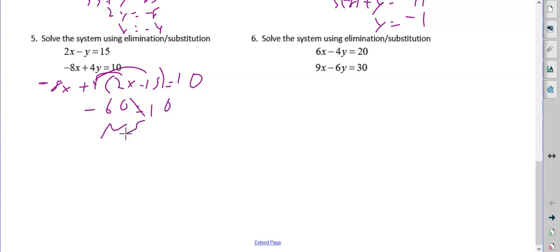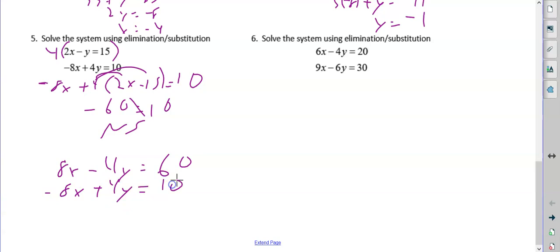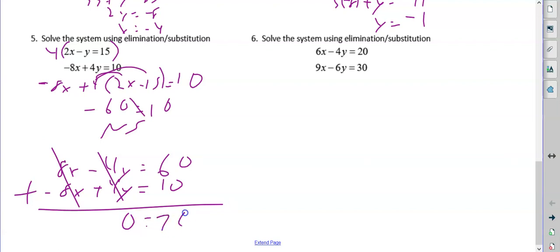Otherwise, you could also say I'm going to multiply this by 4. And that's going to give me 8x minus 4y equals 60. I don't know why I just drew that line. And then the negative 8x plus the 4y equals 10. Add these together, that cancels. 0 equals 70, which is also not true, which will lead me to my answer of no solution. Okay? Because they're parallel.